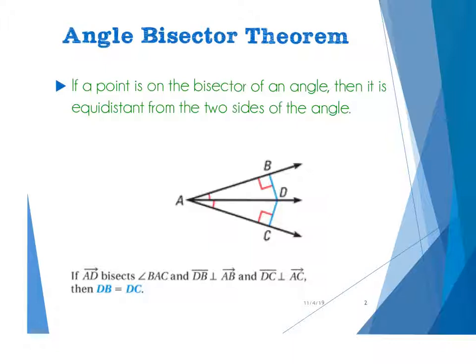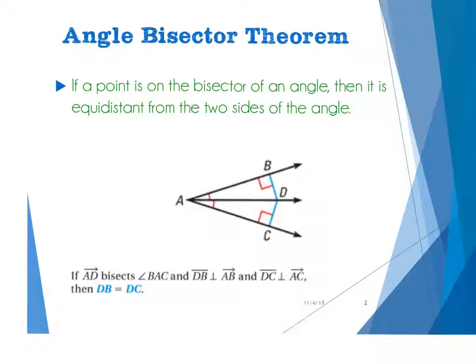So this is the angle bisector theorem. If AD bisects angle BAC, then that tells me that DB is perpendicular to AB and DC is also perpendicular to AC, which are the sides of the angle. And then you can state that DB is congruent to, or equal to, DC.